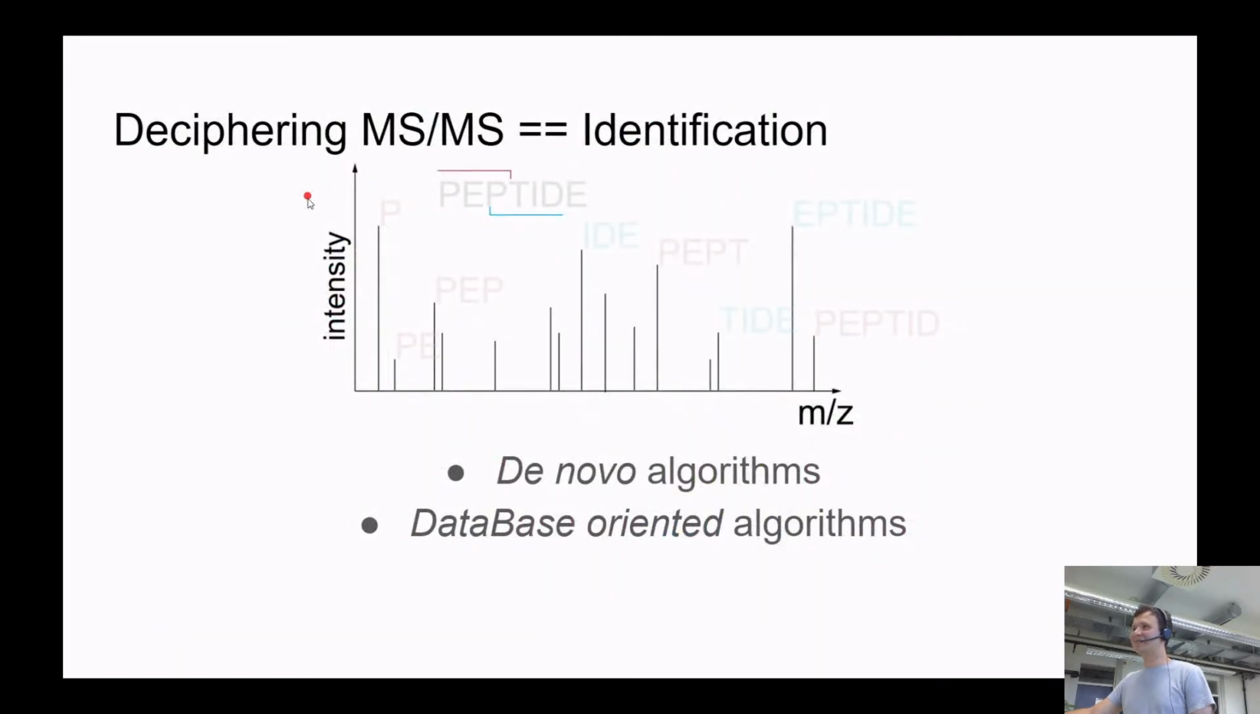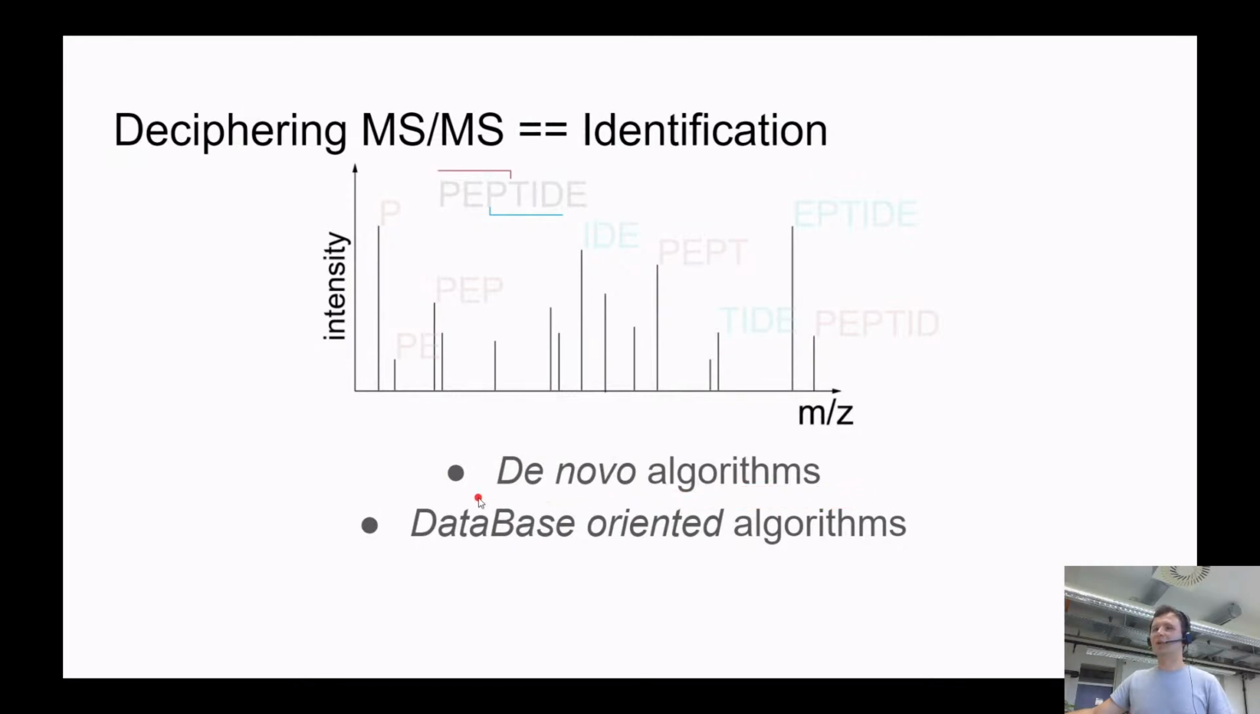What does identification mean in the proteomics field? It's deciphering MS-MS. You remember I told you that we have all possible suffixes and all possible prefixes, but the problem is that they are not uniformly distributed. Their intensities are not uniform. As a result, we really have to somehow deconvolute this spectrum, and there are two methods to do so.